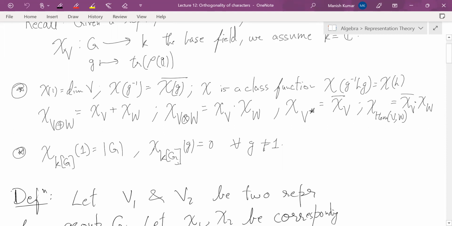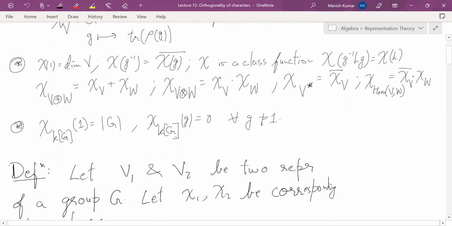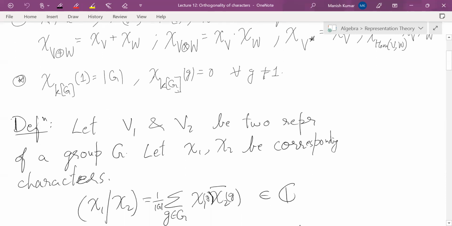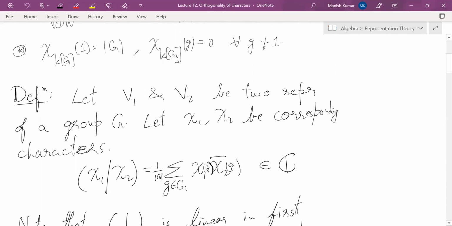So it's a class function, and these two properties are satisfied, but other than that, it's sort of strange. It's a function from G to complex numbers. Now, to prove orthogonality of the characters, we define this thing. So this pairing between characters.